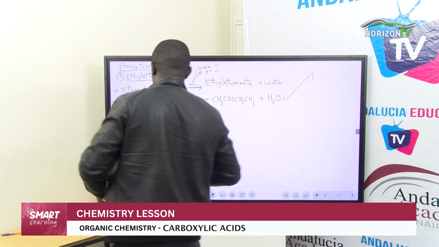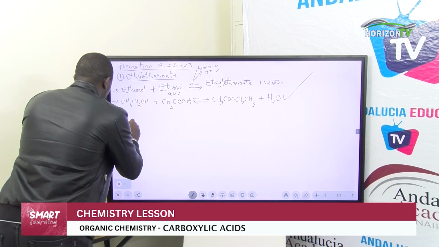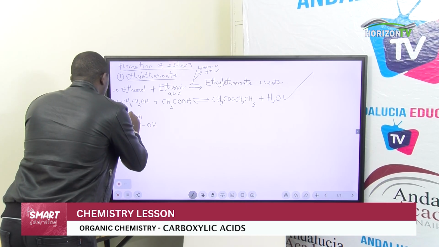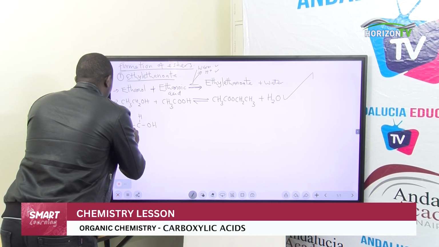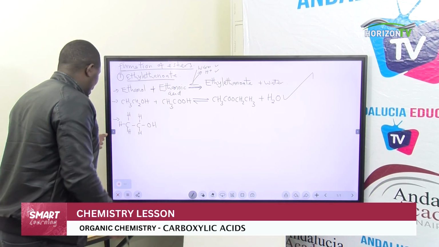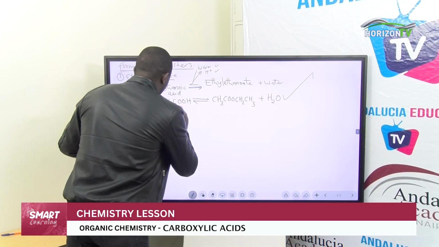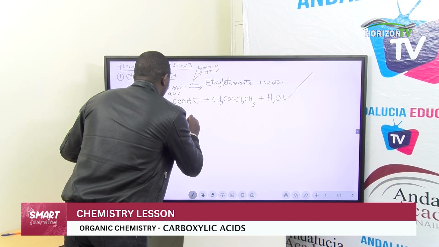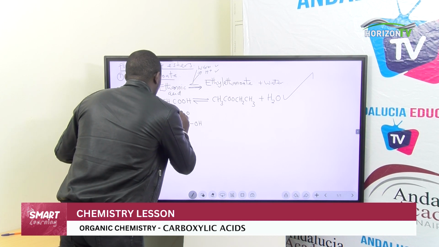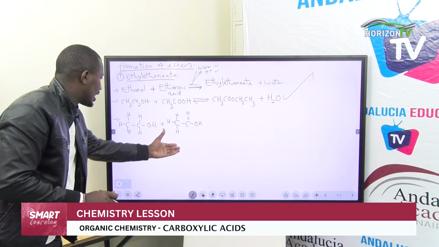So let's see how the displayed formula equation would look. The alcohol is carbon and OH, then hydrogen. Remember from our last episodes, we have said that every carbon atom must have 4 covalent bonds. So that's the formula of the ethanol. Then the carboxylic acid, which is our ethanoic acid, we must start with the functional group. That is the functional group of the carboxylic acid. Then 2 carbons. So that should be the displayed formula of the ethanoic acid.